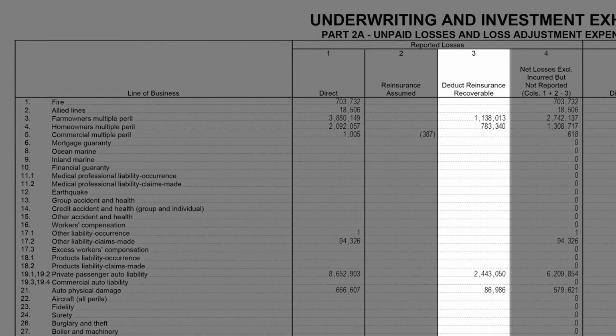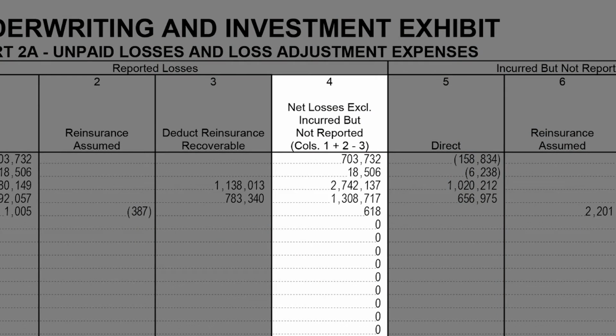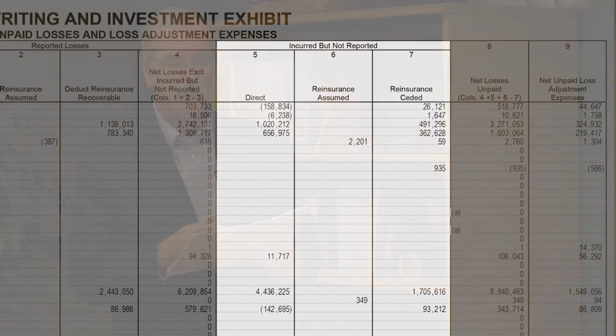Column 3, deduct reinsurance recoverable. Here again, we're not dealing with actual paids or received dollar amounts from the reinsurer. These are amounts that are recoverable or due from the reinsurer who has decided to share the risk with the company. Column 4 is the net losses excluding incurred but not reported claims, which we talked about a little bit earlier, and it is represented by columns 1 plus 2 minus 3. So here again, column 4 is simply the culmination of the 3 preceding columns.